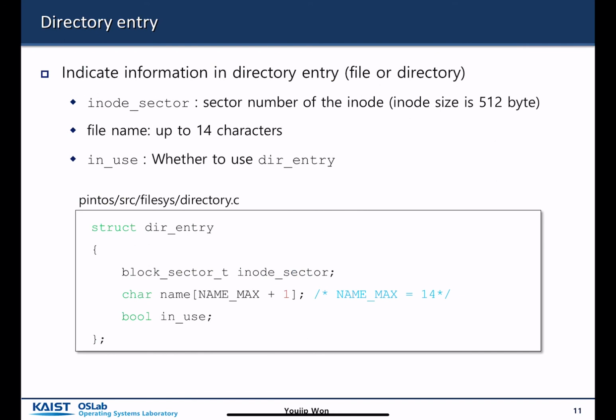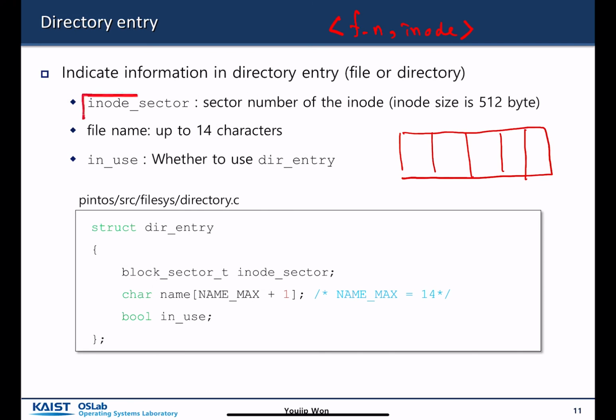And let me explain the directory entry. Directory data block consists of an array of directory entries, which I have explained before. And then each directory entry is actually a file name and inode number pair. So inode sector is the sector number of the associated inode. And then there comes a file name. And then that slot may not be in use. In that case, we need a flag to represent whether the current slot is being used or not.